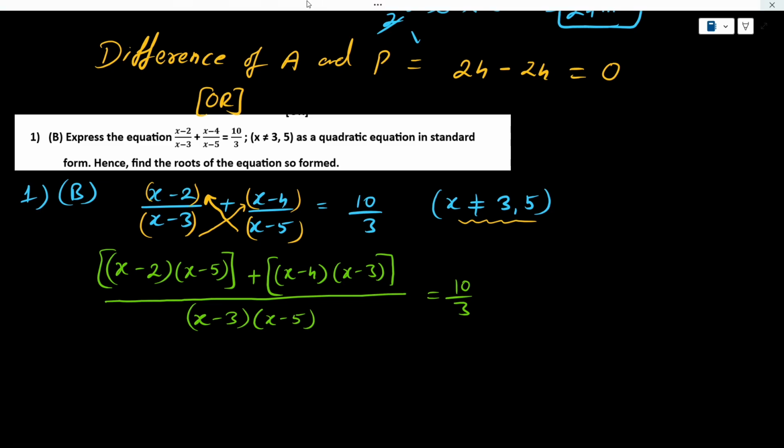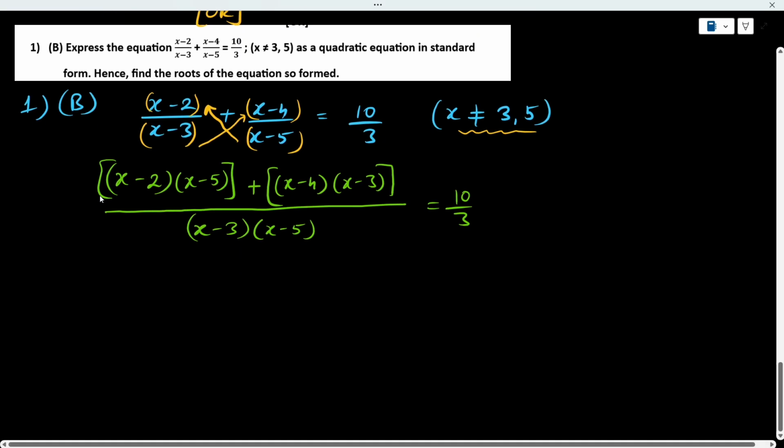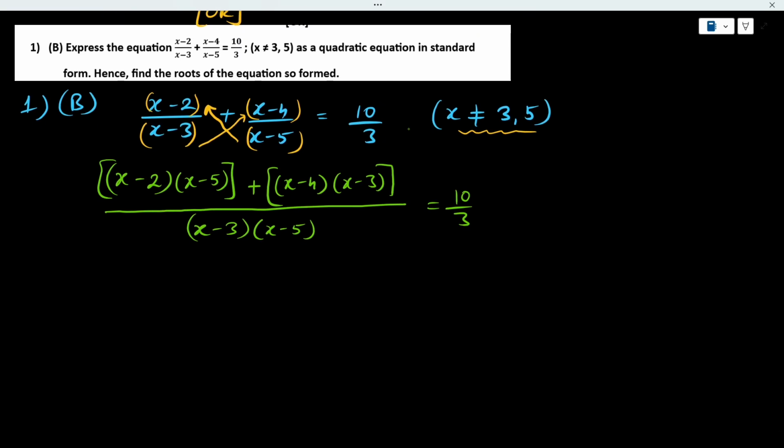Now we need to do the simplification, right? Because they are telling you to write down the quadratic equation in standard form, then you are going to find its roots. What is the standard form of a quadratic equation? ax square plus bx plus c, which is equal to 0. So let us see how we simplify.